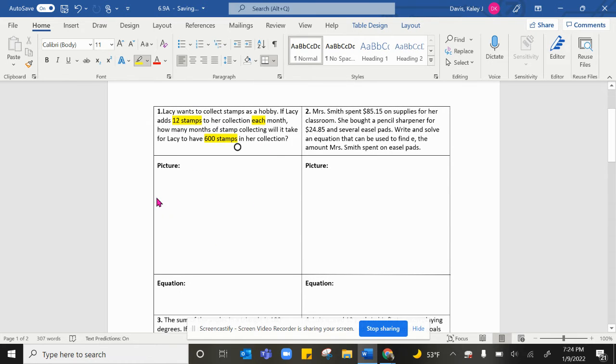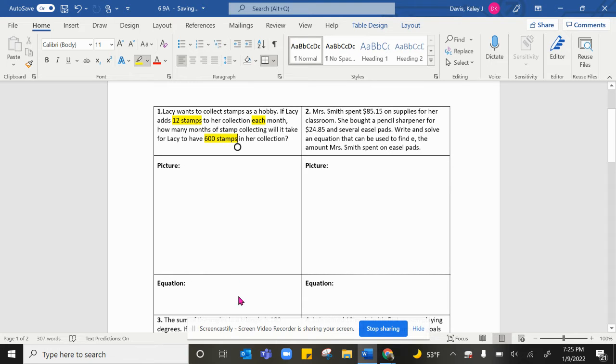Now, looking at our notes, what I would like for y'all to do is to make a picture about the problem. A lot of times that helps us understand the problem. With my computer currently, I cannot draw a picture, so I'm going to leave that to you to hopefully go through and do. Now, let's talk about how to write the equation. In this problem, I have 3 important things: the 12 stamps, the each month, and the 600 stamps.